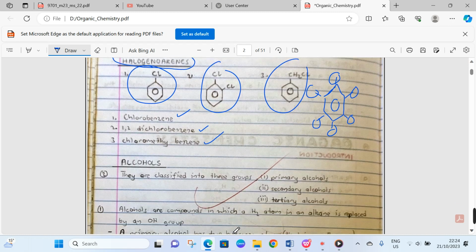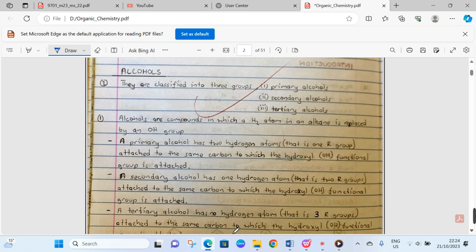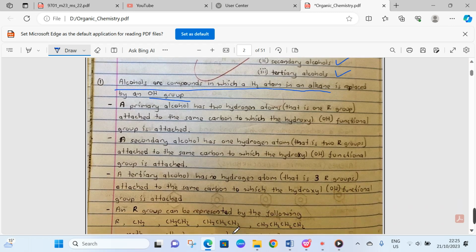Let's move on. Let's talk about alcohols. Alcohols can be classified into 3 groups: primary, secondary, and tertiary alcohols. One thing that is also unique about alcohols is that they have a relationship with alkanes. We're saying alcohols are compounds in which just one hydrogen atom of an alkane is replaced by an OH group, right?